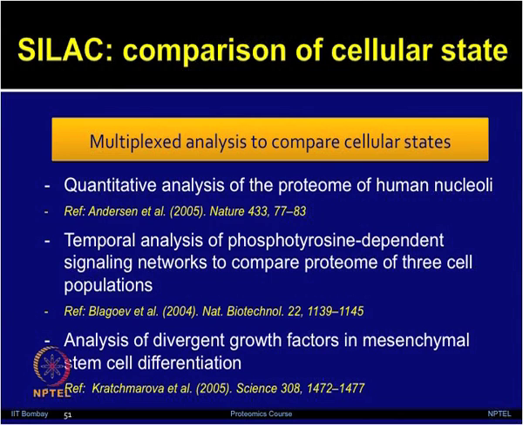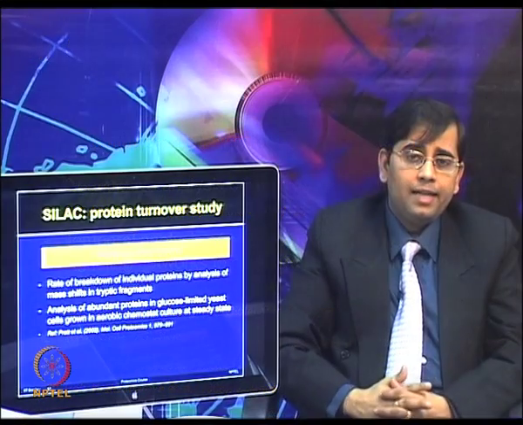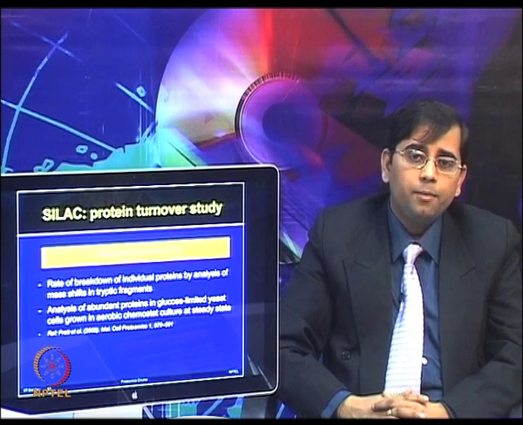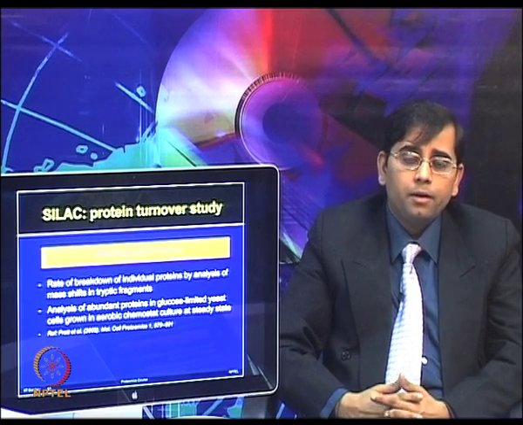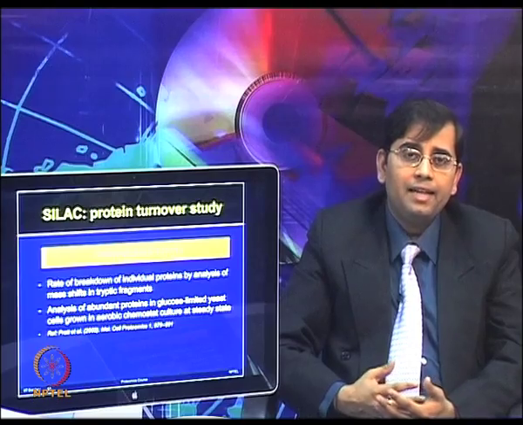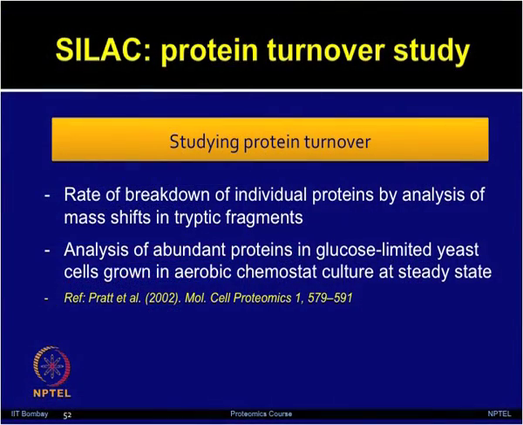Now, if you look into the literature, there are many studies which have used the SILAC method for comparison of cellular states. The SILAC method has also been used to study protein turnover. Study by Pratt et al. used the rate of breakdown of individual proteins by analysis of the mass shift in tryptic peptide fragments. The analysis of the abundant proteins in glucose limited yeast cells, which were grown in aerobic chemostat cultures at steady state, was performed by using the SILAC method.